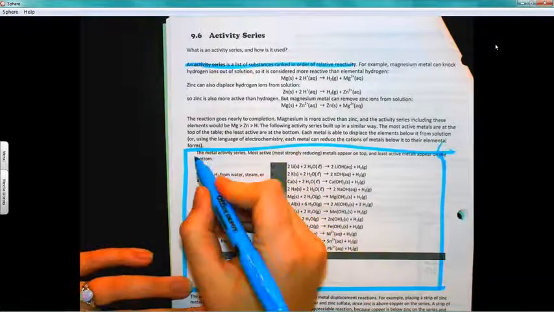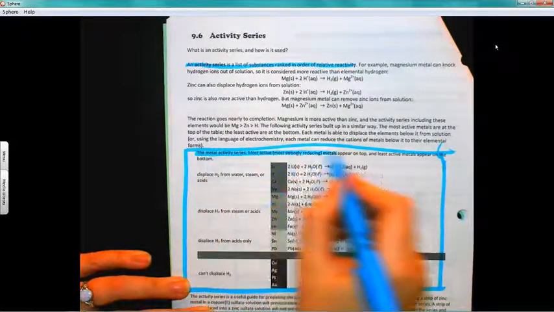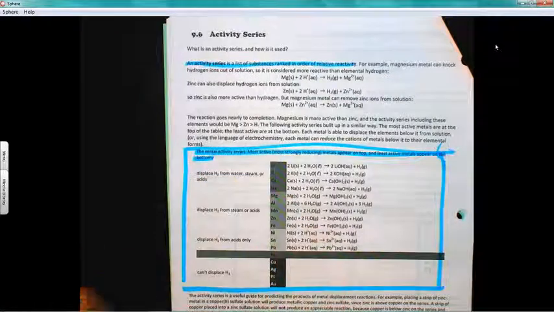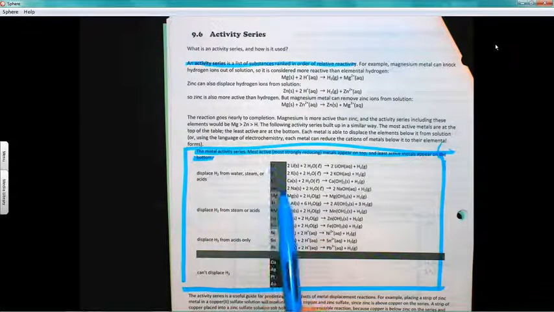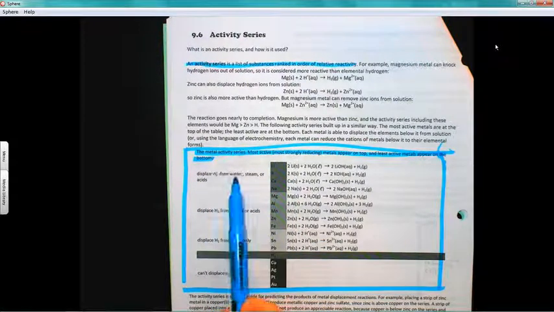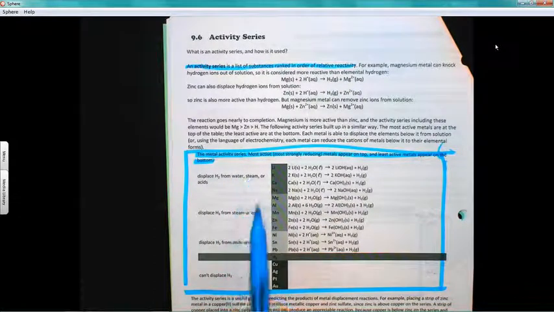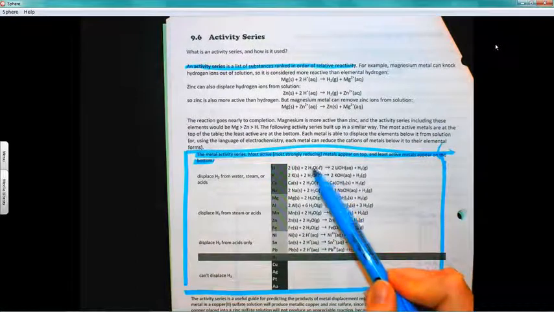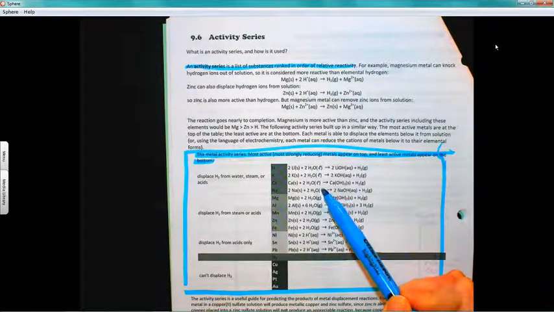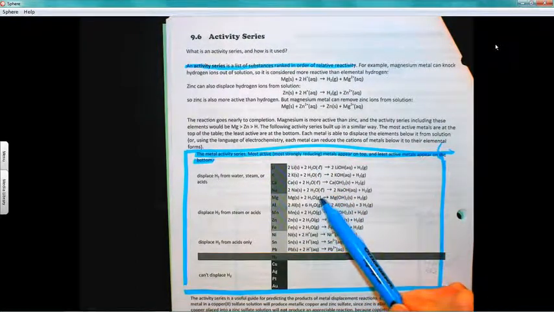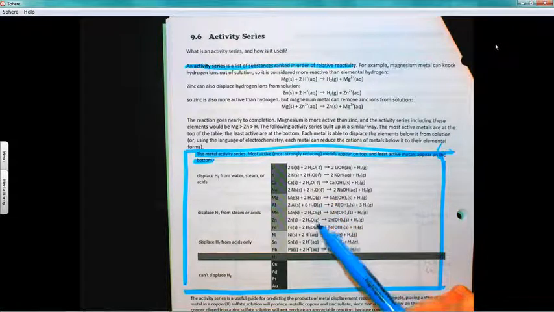So this is a metal activity series with the most reactive on the top and the least reactive on the bottom. Notice also that this specifically says that these will displace hydrogen from water, steam, or acids, so liquid water, gaseous water, or acids. So over here it has H2O written as a liquid, and then when we get to the next section it's only H2O as gas. Okay, so it won't displace water.